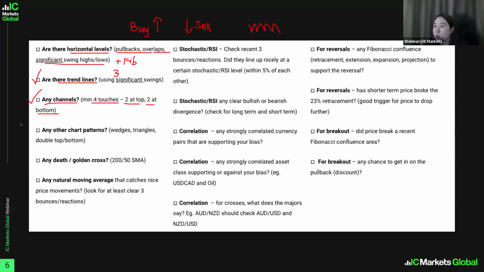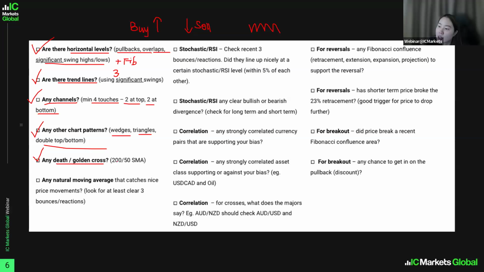Once that is done, I will then see if there are any chart patterns, wedges, triangles, double top, double bottom, whatever it is. I'll see what's happening, and if there are any death or golden crosses that make sense. Why did I say that makes sense? Because there's no indicator that works 100% of the time. Sometimes the golden or the death cross doesn't really give accurate information, so I need to look at the charts to know if it's giving accurate information.